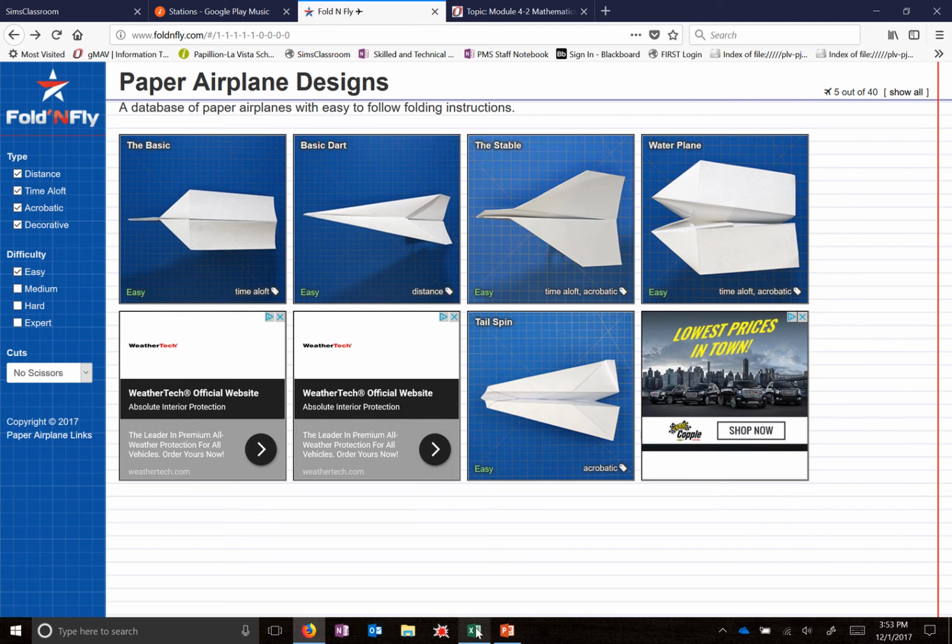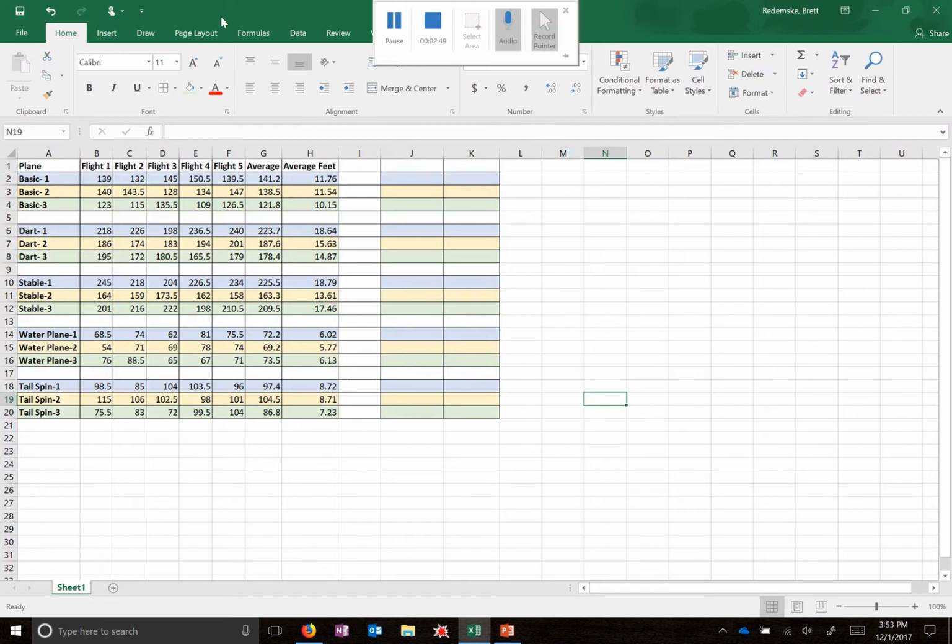So once they do that, we all collect their data in their 5 flights. Looking at the data table here, I have separated out. I actually shared this with the students through Office 365, and we were able to do this. I'm sure Google Forms can be shared as well. The students took basic 1, 2, 3, dart 1, 2, 3, stable 1, 2, 3, waterplane, and tailspin. So we just said, okay, you're 1, you're 2, you're 3, whoever the 3 people were, and they just wrote that number on their plane so that we knew. They recorded their information on their note cards, and then once they were done with their 5 flights, they came in, found their spot on the data table, and filled in their flight data.